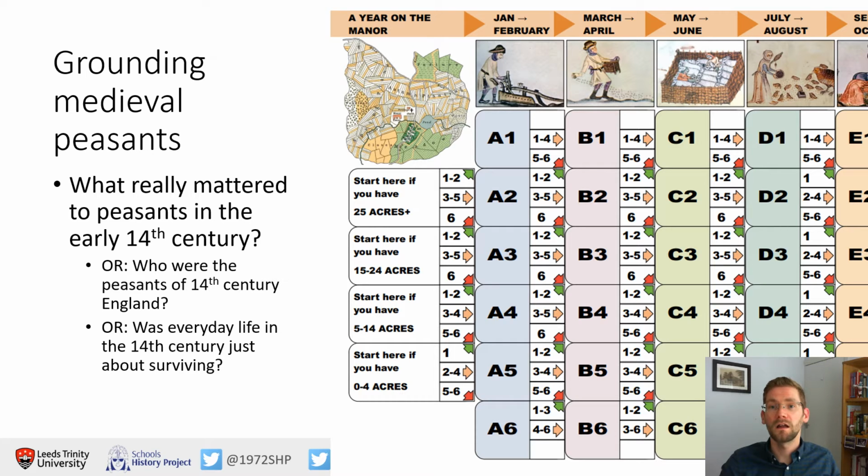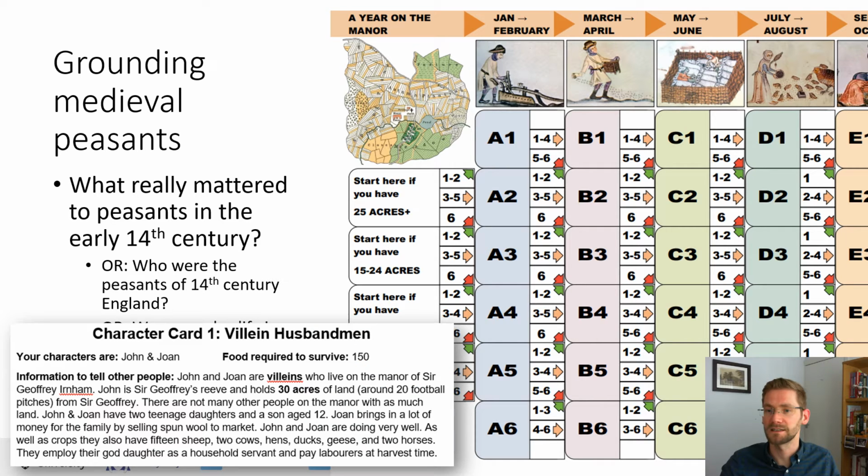So as part of this inquiry, a beginning to this was to get students to engage with a medieval board game. And you might have seen things like this before. What I've tried to do here is build it on a little bit further. So what students do is they are given a character. I'll just show you a character now.